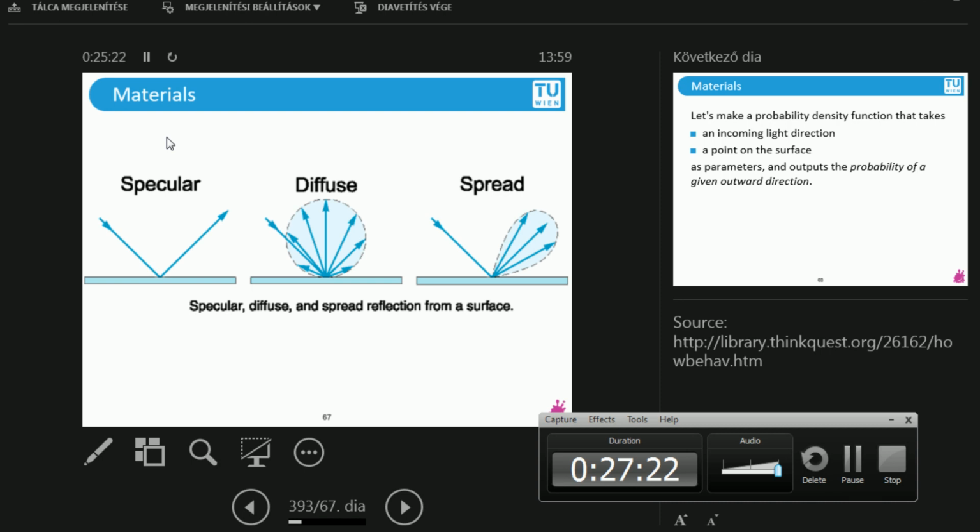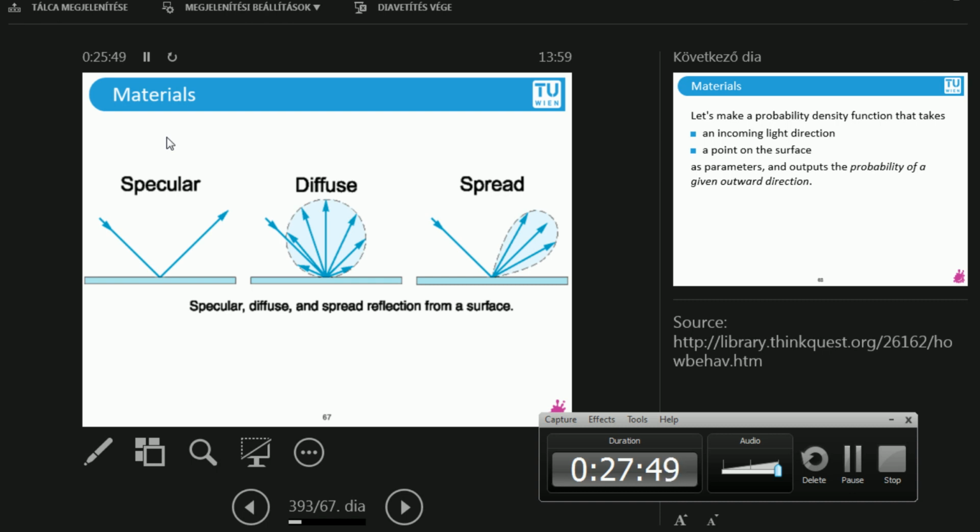These are different material models. So the specular, in the specular case, there is one incoming direction and there is one possible outgoing direction. That's it. This is what always happens. This is, for instance, a mirror, because I see exactly the reflection of myself. There's no other thing that I see in the mirror. But for a diffuse surface, for one incoming direction, there are many possible outcomes in many possible directions. And this gives a diffuse surface.